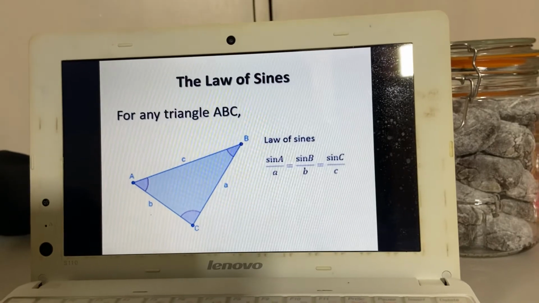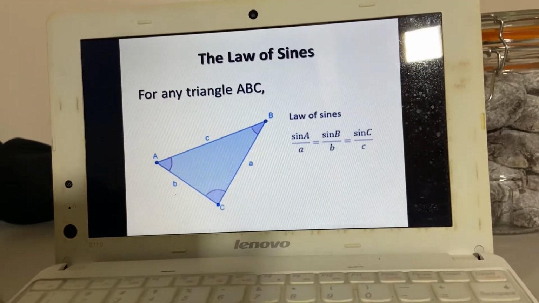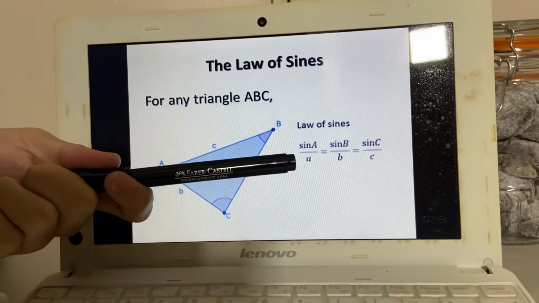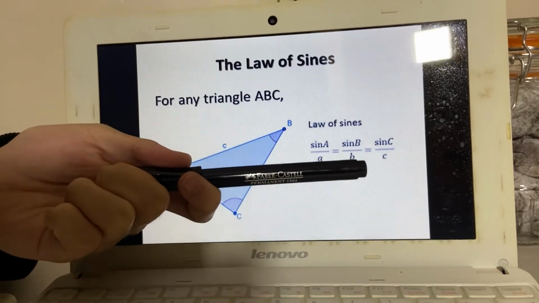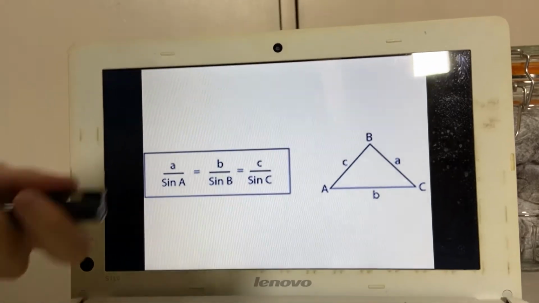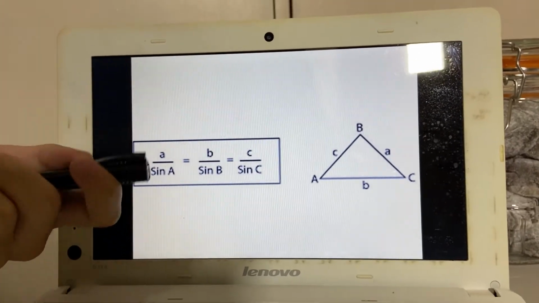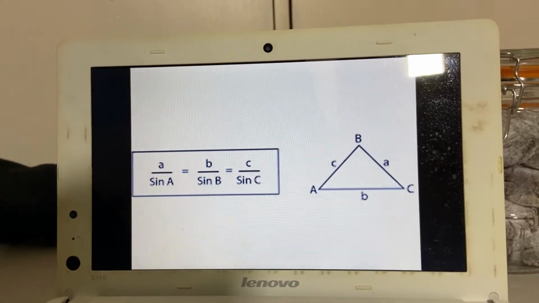First, we'll have the law of sines. For any triangle ABC, it says that sine A over A equals sine B over B, and then sine C over C. Or alternatively, A over sine A equals B over sine B, and C over sine C. I'll be giving an example.